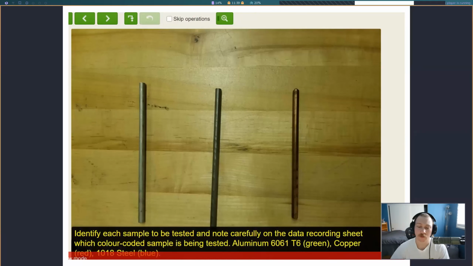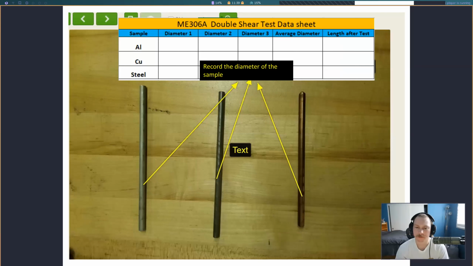Okay. So we have 3 different rods like we do pretty often. We have 6061 T6 aluminum here. That's going to be color-coded green on the end. 1018 steel. And then we have copper. I think it's C40. Okay, copper 40 right here. So we're going to record all of the different diameters in 3 different sections, get the average. And then once we're done with the test, we're going to get the length. So that'll make more sense once we continue on here, but we're going to measure the length of the rods after the test for the part that's kind of in the center.